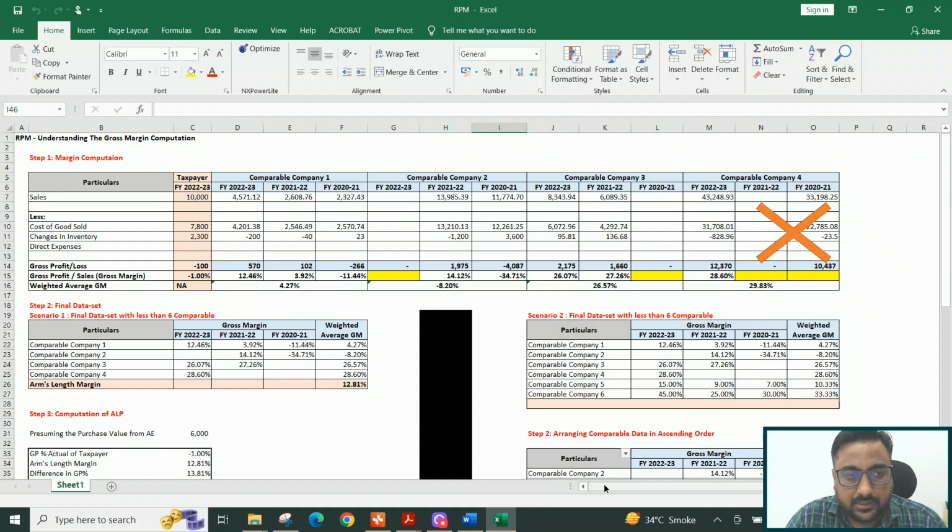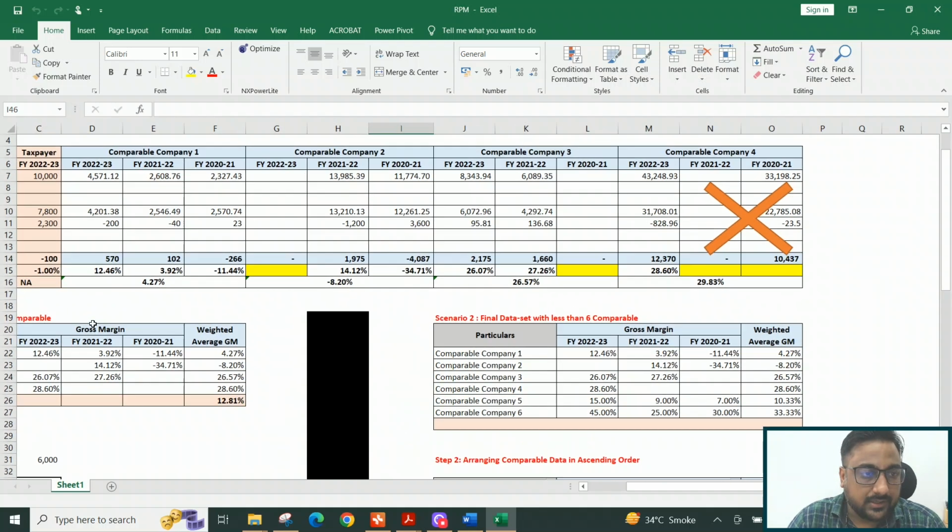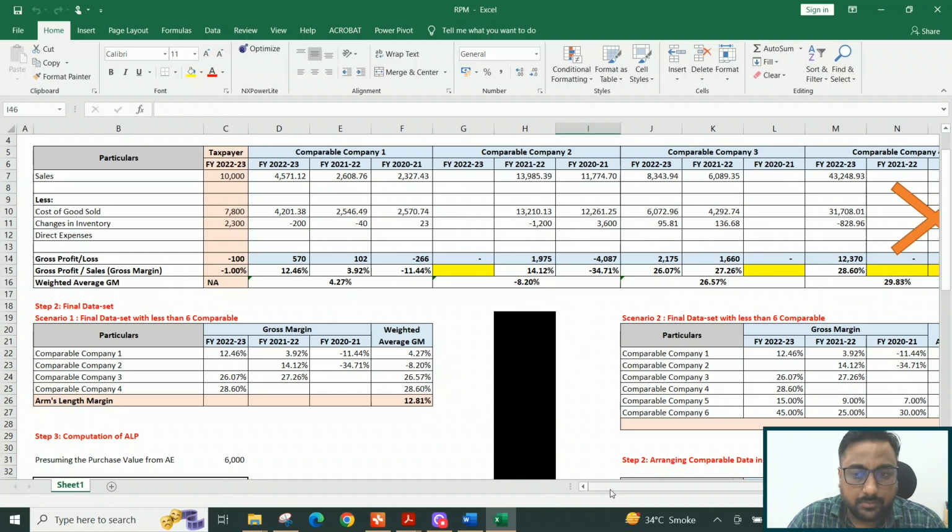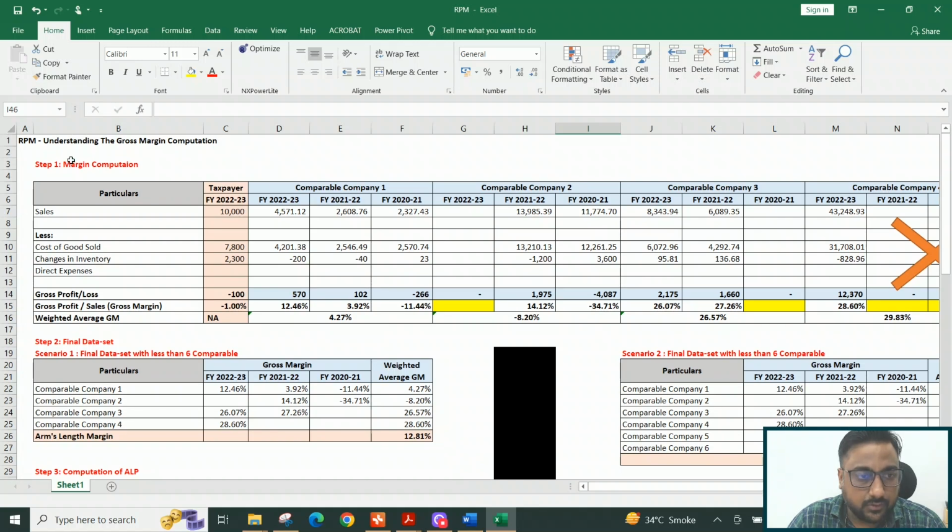Now guys, as you can see here, the first step is I need to compute the gross margins of the comparable companies, right? Now here I have assumed that there are 4 comparable companies in scenario number 1, whose financial data I am analyzing for computing the gross margins.